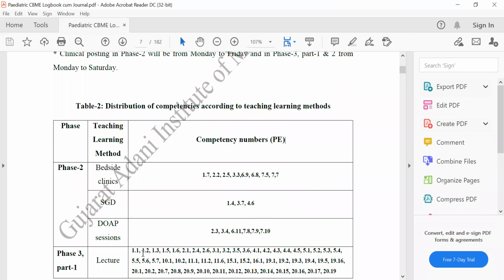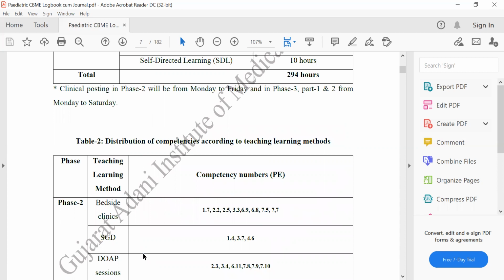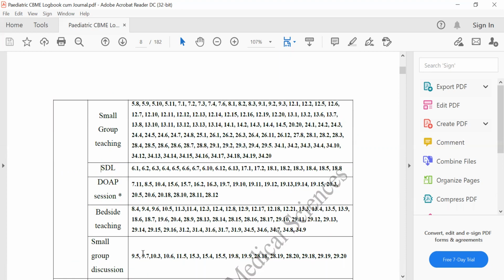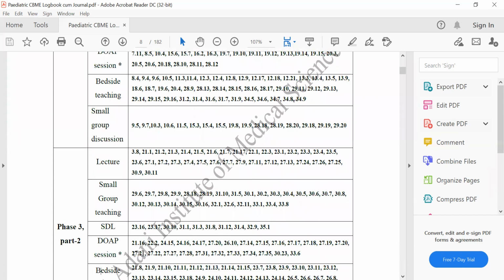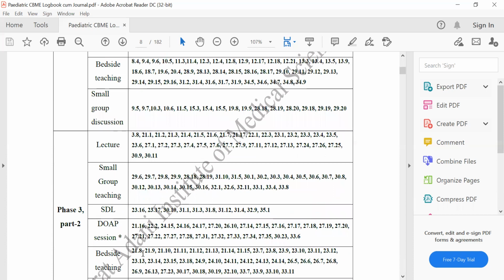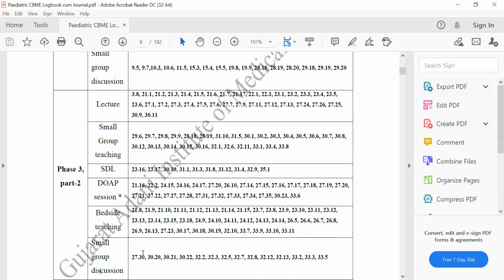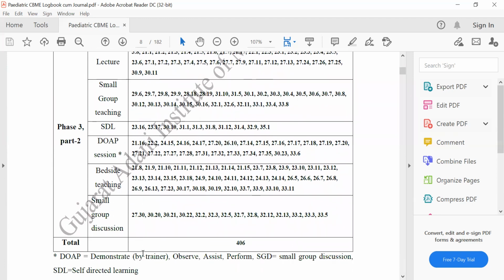As I have mentioned here, 294 hours, and total competency in pediatrics are 406. And in phase 3 part 2, again, I have divided according to the lecture, small group teaching and self-directed learning as the guideline, and DOAP session and bedside. So total 406 competencies in pediatrics will be divided into lectures, small group teaching, self-directed learning, and clinical posting will be further divided into DOAP session, bedside teaching, and small group discussion.